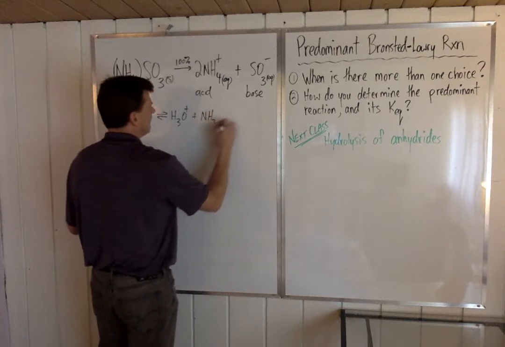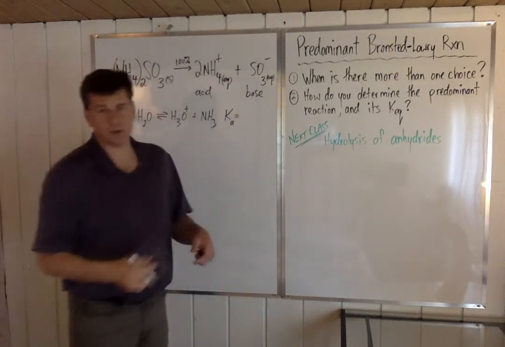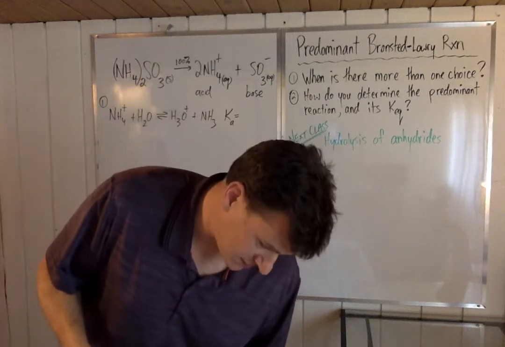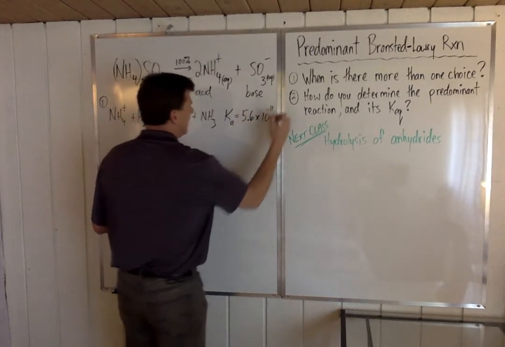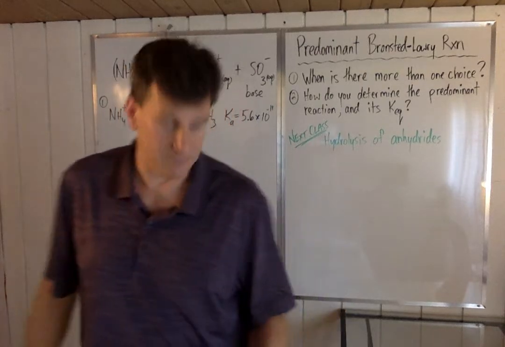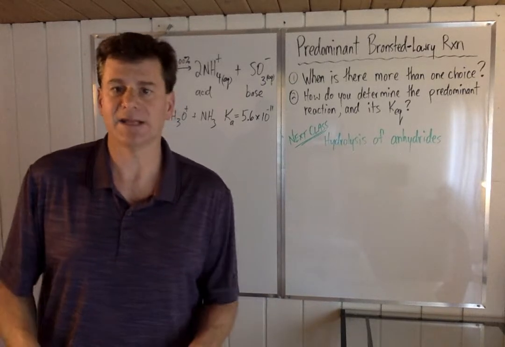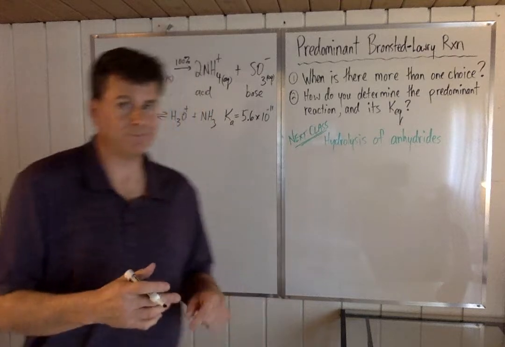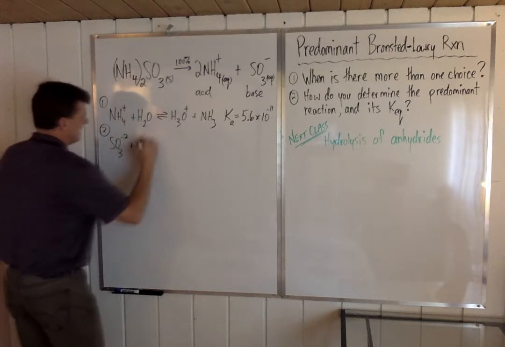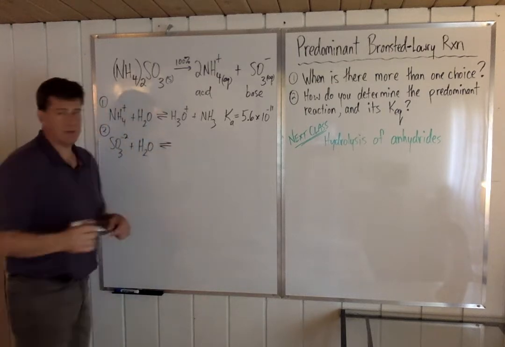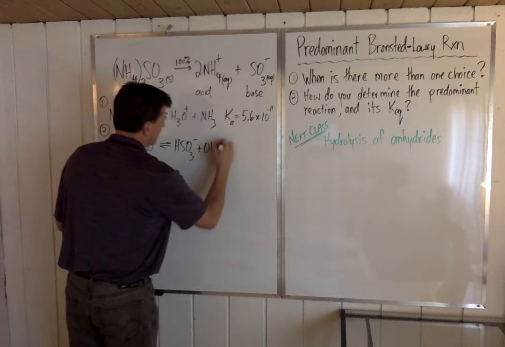And NH3, that has a Ka value equal to whatever the Ka of ammonium is, which is 5.6 times 10 to the negative 11 off the Ka table. So I'm just looking at the Ka table for ammonium. So that's option number 1, ammonium acting as an acid, giving an H to water. The second option is SO3 minus 2 acting as a base, picking up an H from water to form HSO3 minus plus hydroxide.